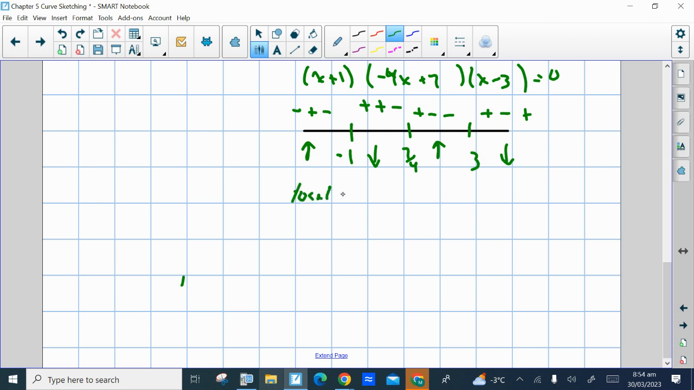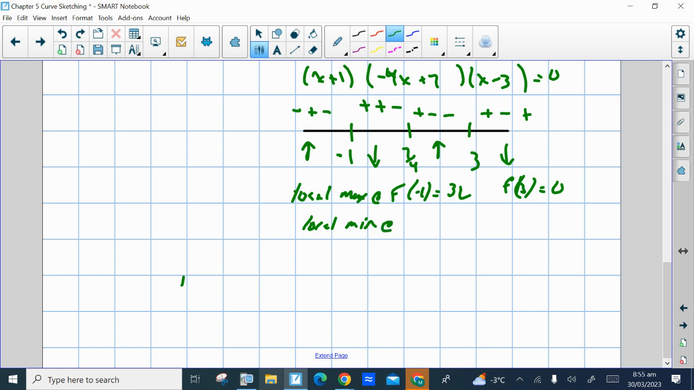We will have a local maximum at f at negative 1 as well as f at 3. And so if you plug those into the original equation, f at negative 1 is positive 32, f at 3 is 0, and we will have a local min. And we could say that the first maximum is actually an absolute maximum because that is the highest value here, but that's okay.